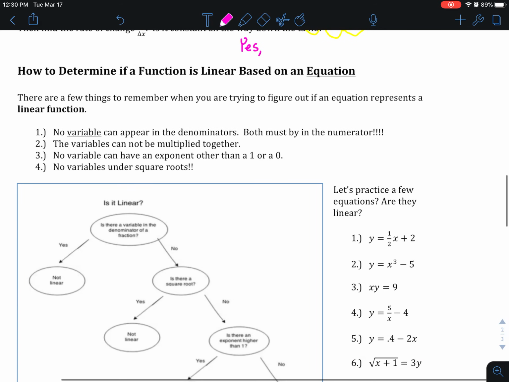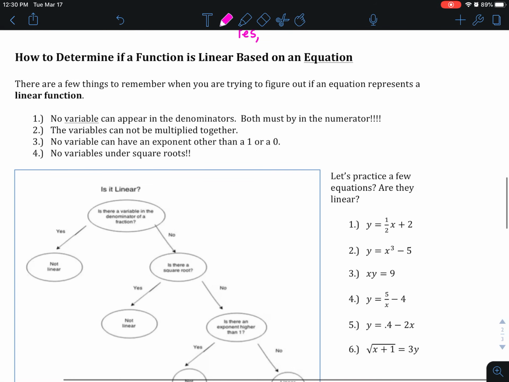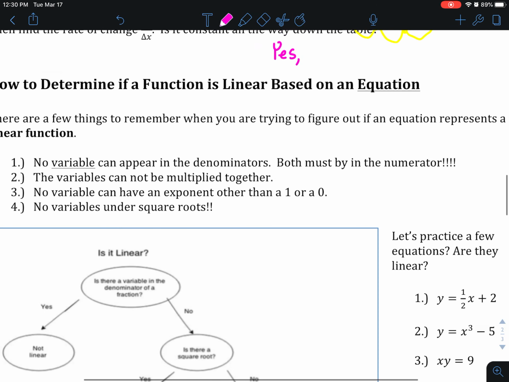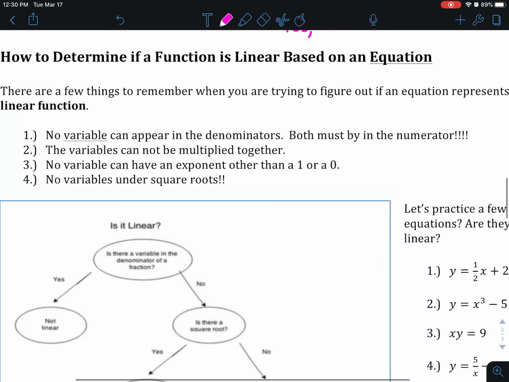So the last thing we need to talk about is an equation. How do you know by looking at an equation whether or not it represents a linear function? I'm going to give you a step-by-step idea here. I'm going to show you what a linear function is and is not. So we're just going to read down this list, 1 through 4. Number 1, no variable can appear in the denominator. So when you have a linear function, there are no variables in the denominator of a fraction, but they can be in the numerator.